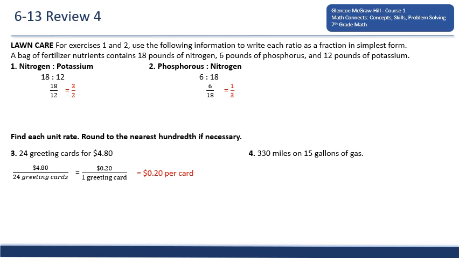Number 4, 330 miles on 15 gallons of gas, and we want to find out how many miles on 1 gallon of gas. So we're going to set it up as 330 miles over 15 gallons of gas. If we use the GCF of 15, we will end up with 22 miles over 1 gallon, which equals 22 miles per gallon.